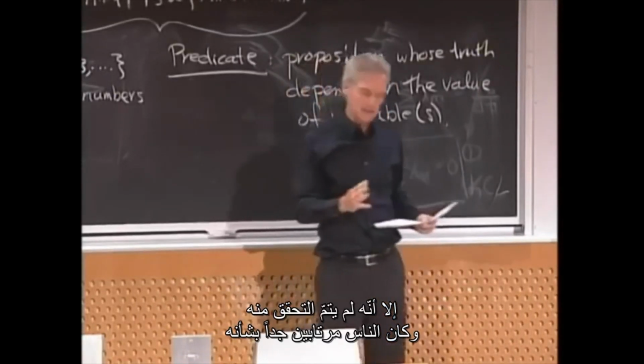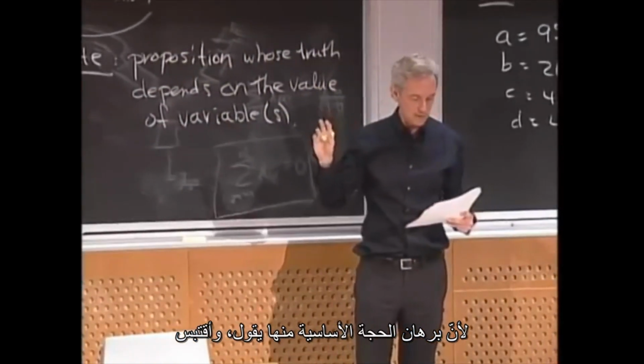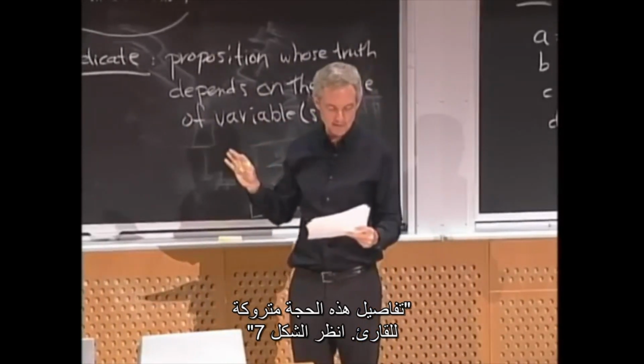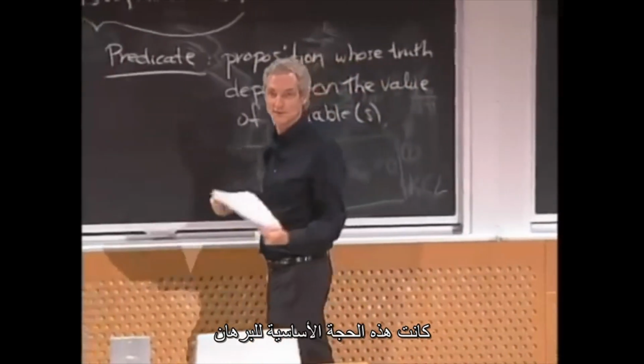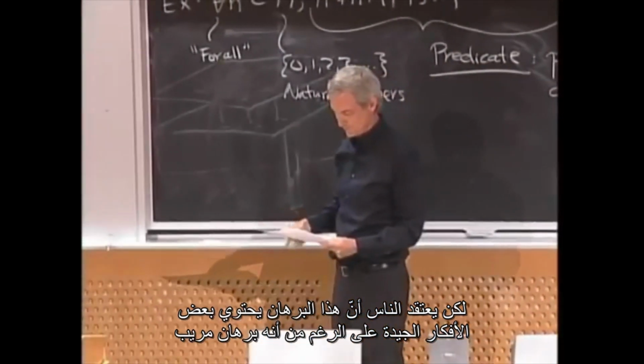And people are very suspicious of it because the proof of the main lemma says, quote, details of this lemma are left to the reader, see figure 7. That's what the main lemma of the proof is. But people think that maybe there were some good ideas there, but it's a very suspicious proof.